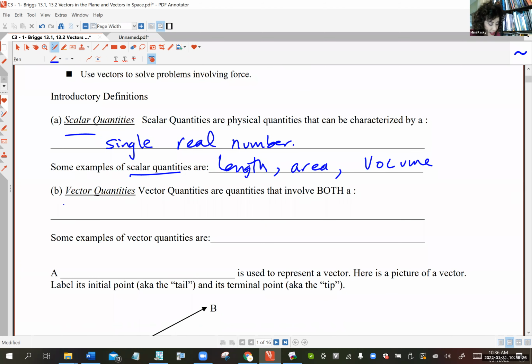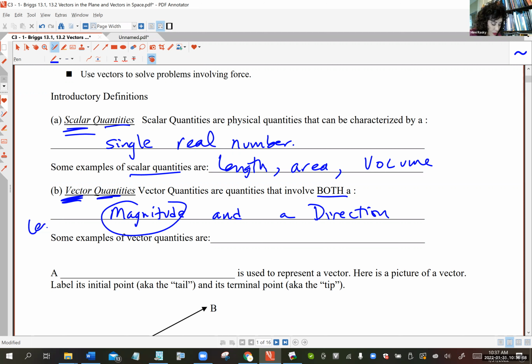Vector quantities. Now, what's a vector quantity? This is different from a scalar quantity, so know the distinction. These are 2 very different things. A vector quantity is a quantity that involves both a magnitude and a direction. What the heck is a magnitude? A magnitude is a fancy word for length. Well, why don't you just say length instead? Because magnitude is more universal.